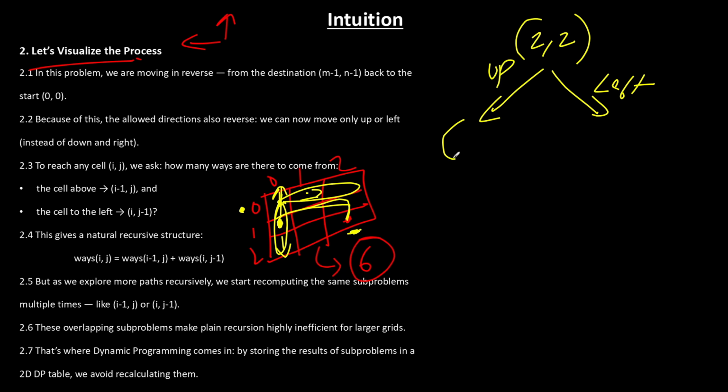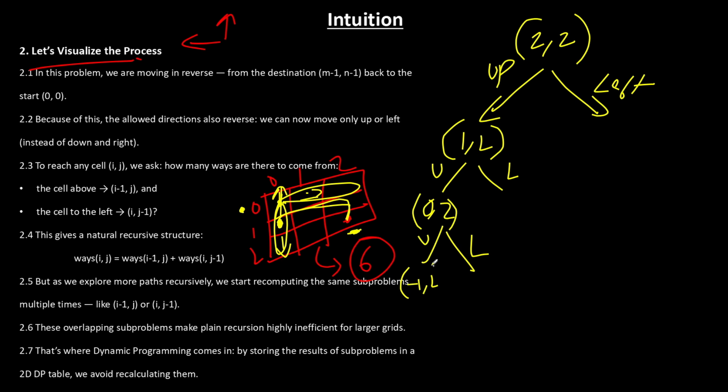So if you go to the up, what will happen? The row will reduce, it will become this way, correct? Again, from here you have two options. L means left, U means up. Okay, so what you will do? This becomes 0, this becomes 2, this remains 2. Then from here you have two options, up or left. If you go to the up part, it will become -1 comma 2. Fine.